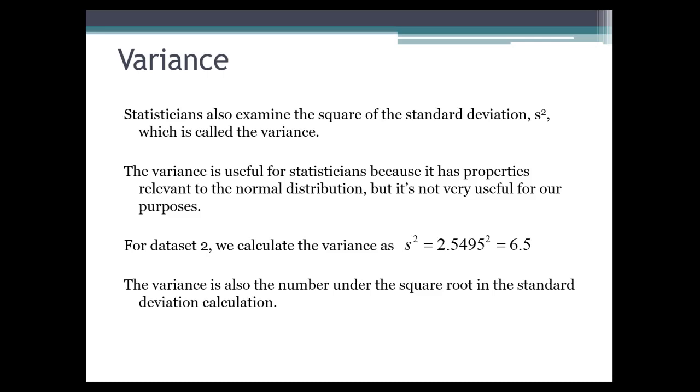Let's talk about variance just a little bit. The standard deviation squared is itself a thing. It's called the variance. For statisticians, it's useful to look at because it has properties relevant to the normal distribution. But for us, it doesn't really matter. If in my stat lab or something you encounter a question where they ask for the variance, you can just take the standard deviation and square it. Or you can just get the number before you take the square root in the standard deviation calculation.